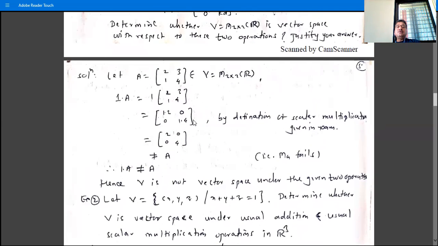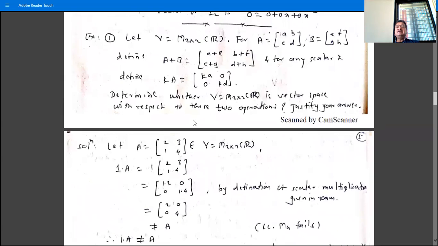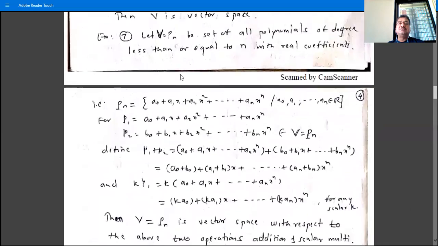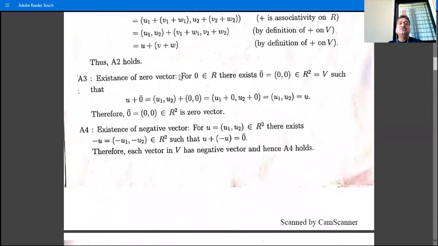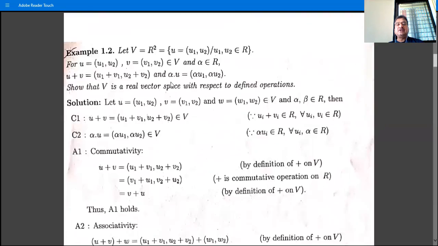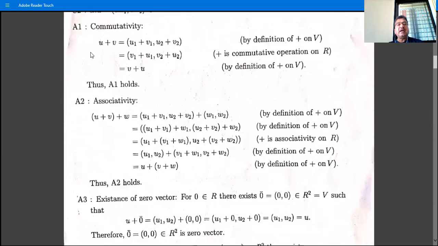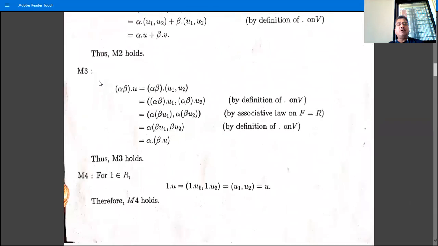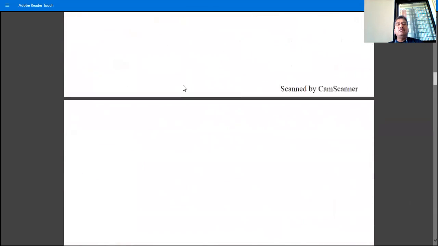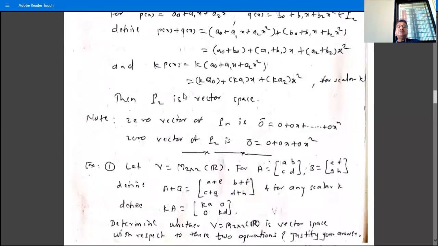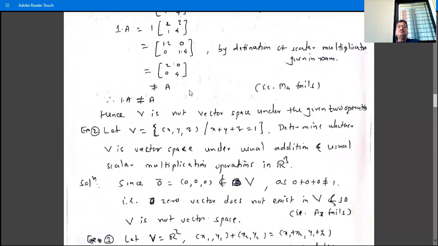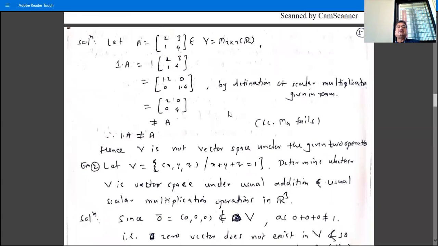Okay, so how can we show the set is a vector space? We can write the 10 properties. If you have to show the set is a vector space, then we have to write the proof of all 10 axioms. But how can we show the set is not a vector space? Just give the property which fails for that set.